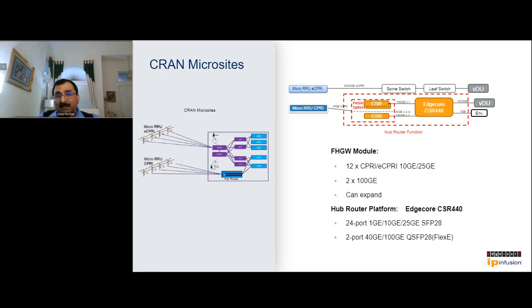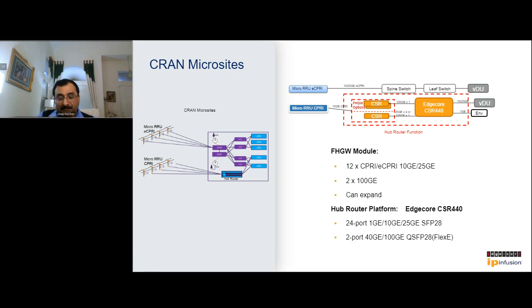I'll quickly touch upon microsites as well. This is a variant of the previous one, a subset of that. You have micro RRUs, the radio units, with CPRI connecting to the CSR. In this case, the CSR is a platform that aggregates both the eCPRI as well as CPRI, and connects to the aggregation device. I've given some sample configurations here of what we can do for a microsite. On to you, Nanda, please.